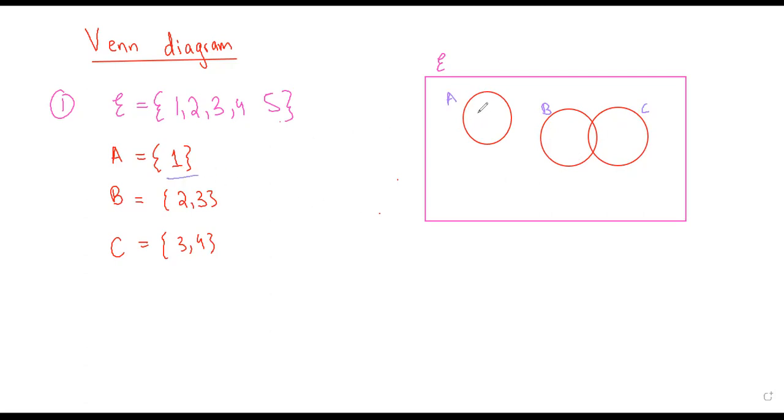ये 1 है, 1 यहाँ आ जाएगा. Then I have 2 and 3 and 3 and 4. ये 2 है, 3 B and C दोनों में है. And then I have 4 and universal set में मेरे पास एक 5 भी था. So I need to write it down over here. ठीक है, this is how we represent it.